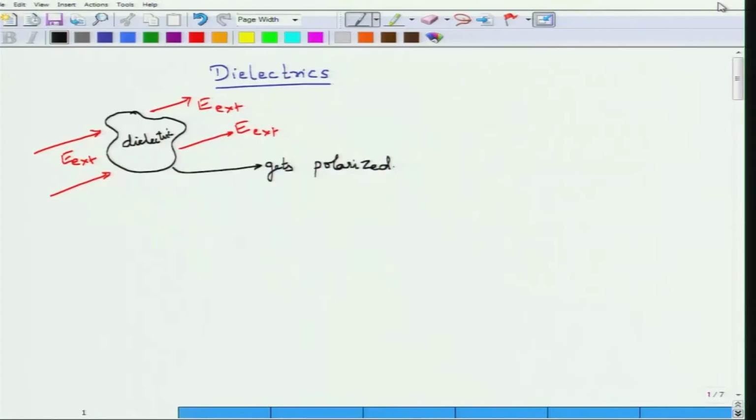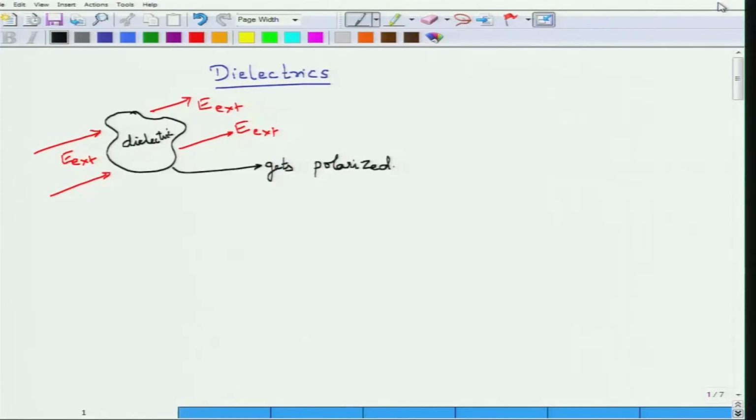We found that orientational polarization is inversely proportional to temperature, and for small values of a certain quantity called A, which was pE by kT, we found that the Langevin function, through which we had defined the orientational polarization, can be replaced by a simple expression of A by 3, and thus write down the expression for alpha orientation, or alpha orientational polarization, as p square by 3kT.